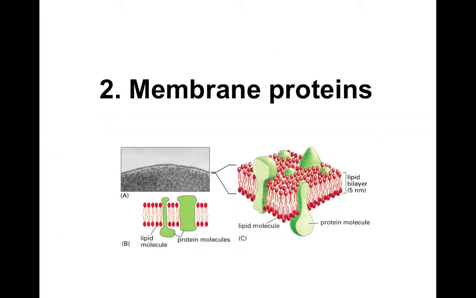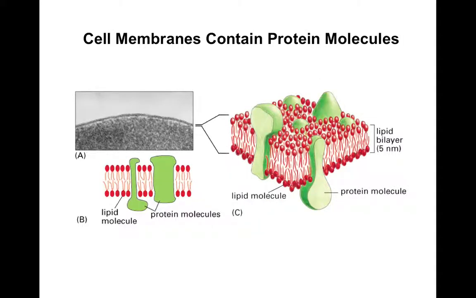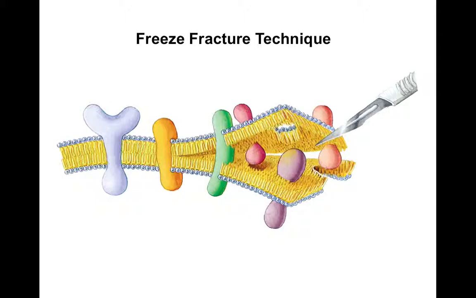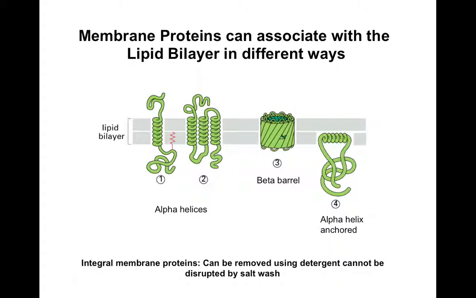Another important component of the membrane is obviously membrane proteins. And membrane proteins can be isolated using the freeze fracture technique, where you basically freeze the membrane, pull it apart, and you can see the proteins embedded within the plasma membrane. So membrane proteins can be integral membrane proteins, which can be removed only using detergent. They cannot be disrupted by a salt wash. Why? Because they're integrated within the membrane.